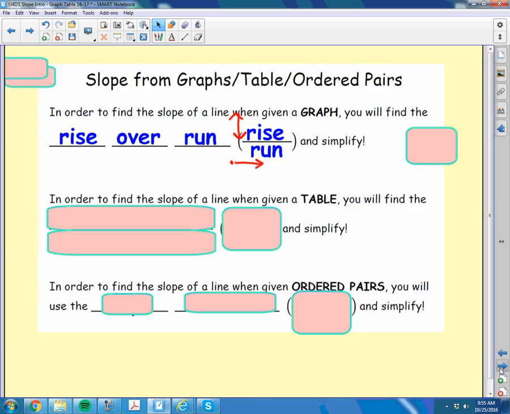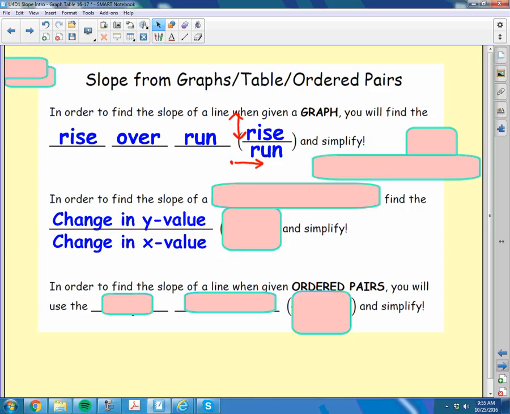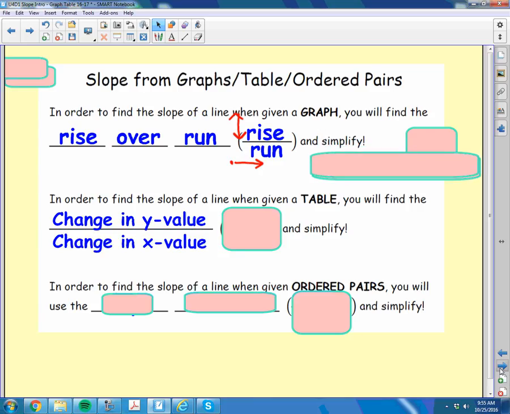It's almost like reading a book. We only read left to right. You only run left to right. Okay? In order to find the slope when given a table, you will find the change in the y values and put it over the change in the x values, which is called delta y over delta x, and you will simplify that as well.